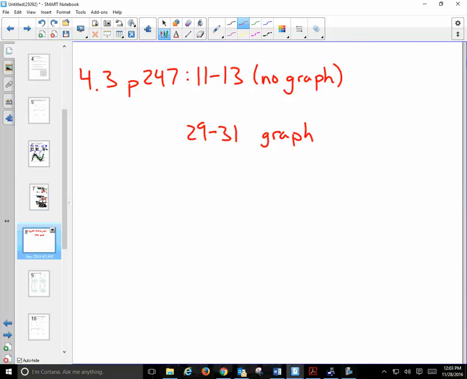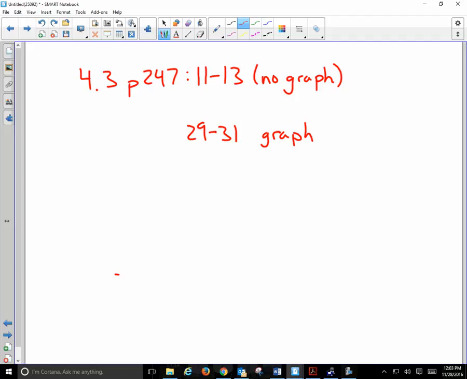For your assignment, just 6 problems. 11 through 13, don't worry about sketching the graph. But for 29 through 31, please make sure that you do sketch the graph. I will give you a work day this week, but I need to finalize kind of how we're going to do this week first. So I'll let you know tomorrow when your work day will be.